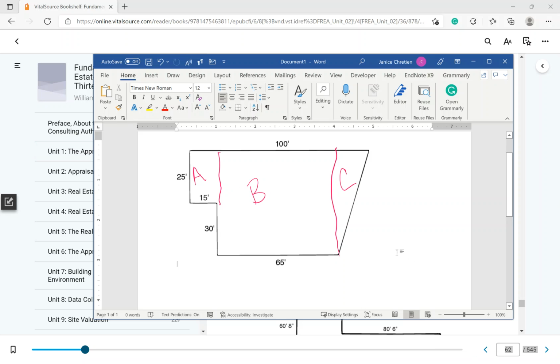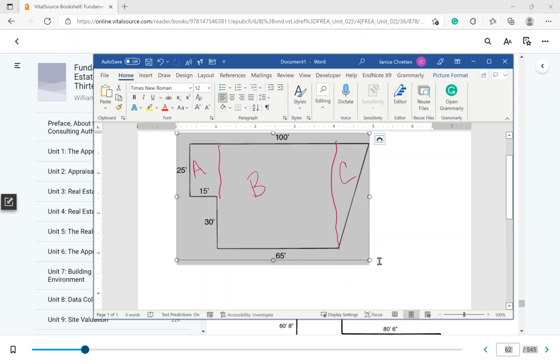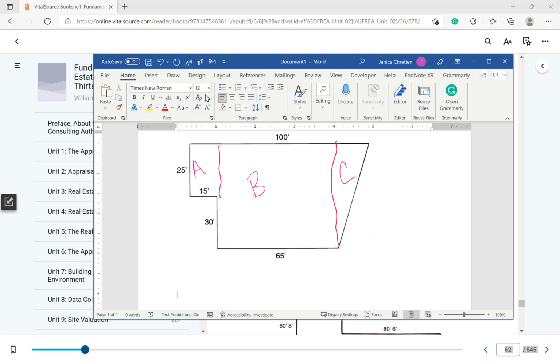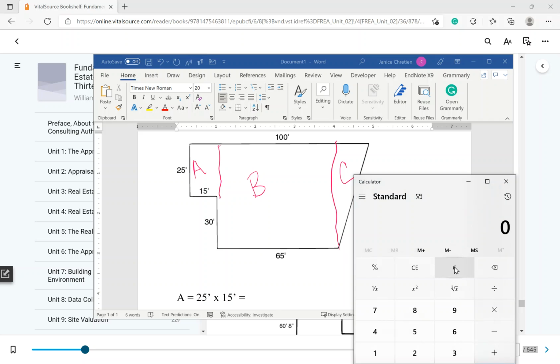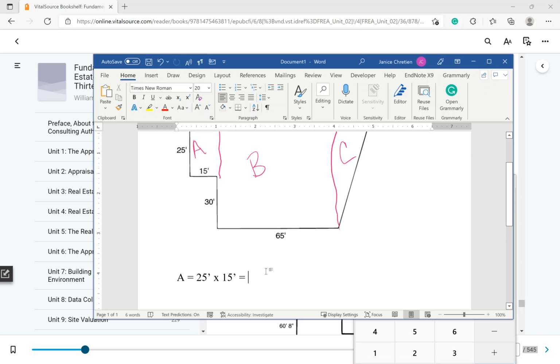So in order to do this, first I'm going to solve for A. So A is going to equal 25 feet times 15 feet. Go to my handy calculator, 25 times 15. So area A is 375 square feet.